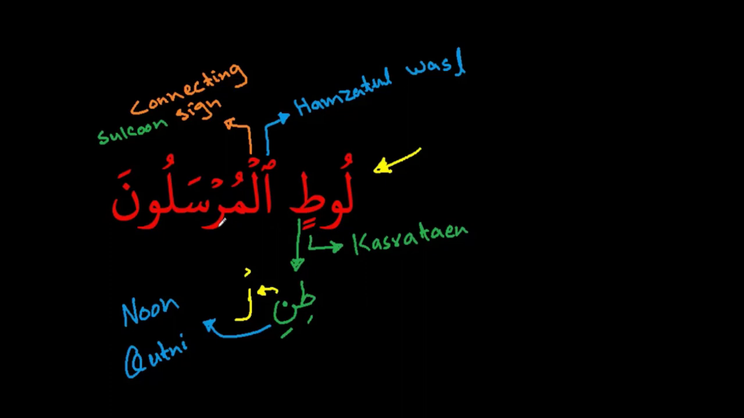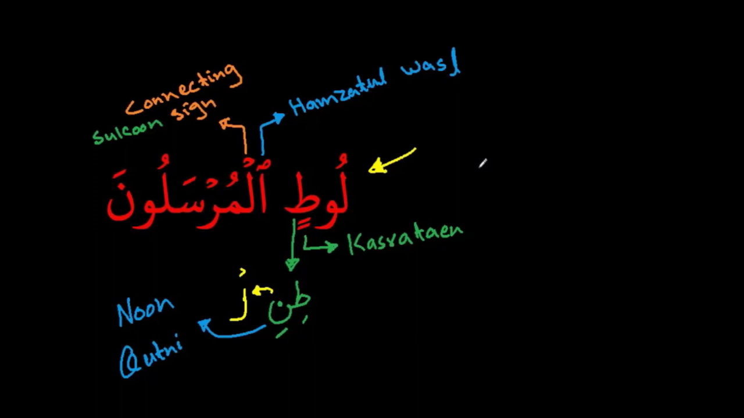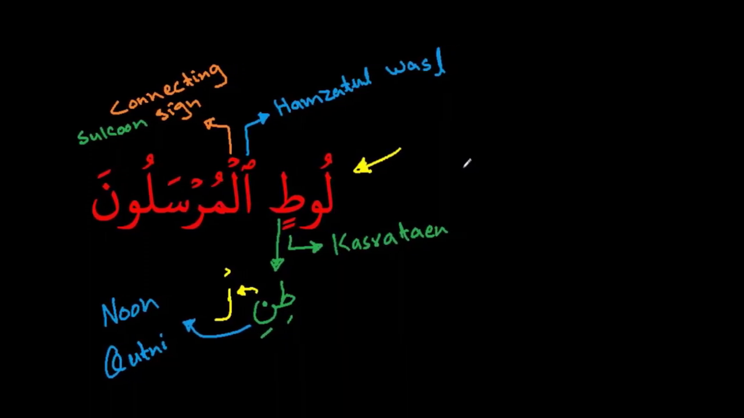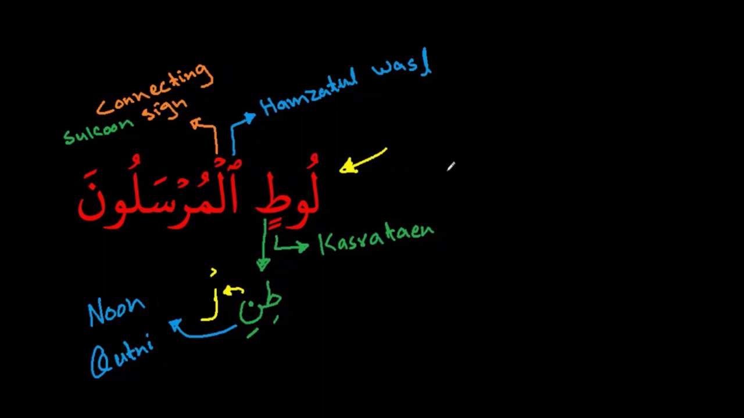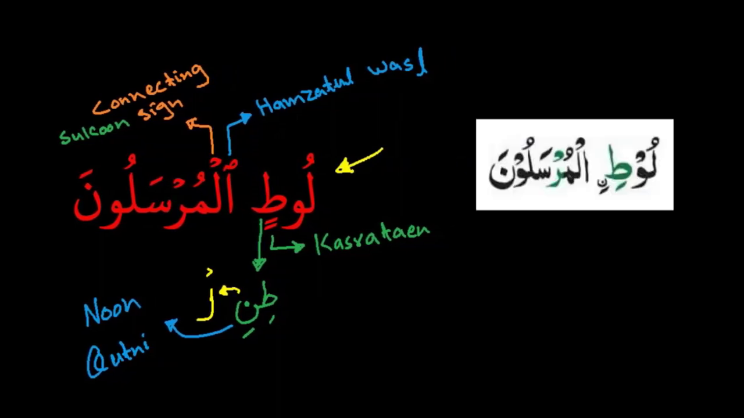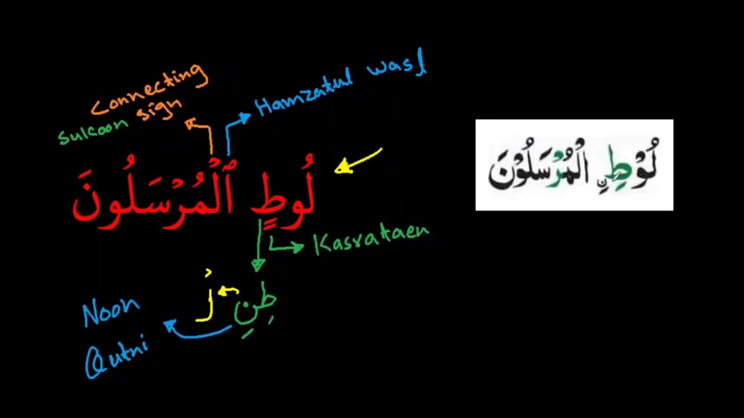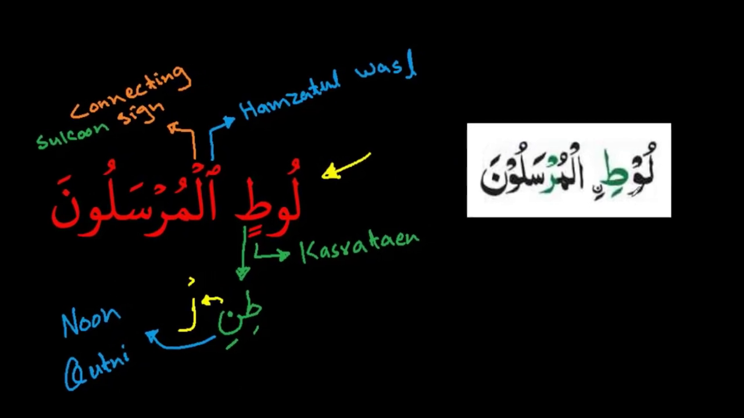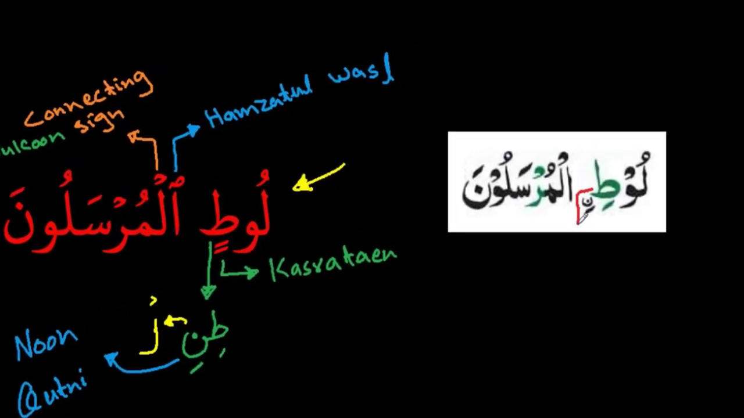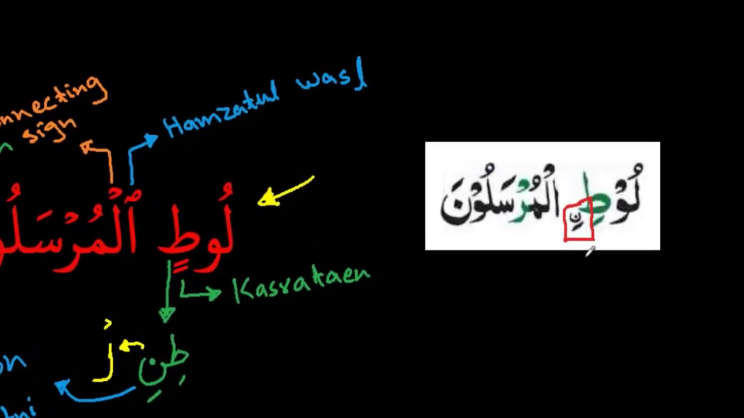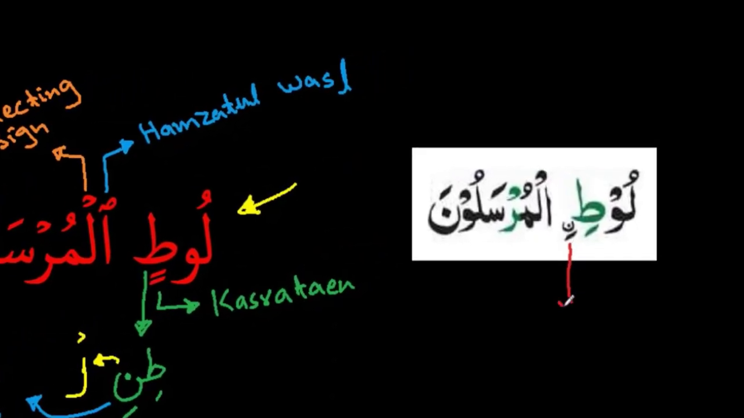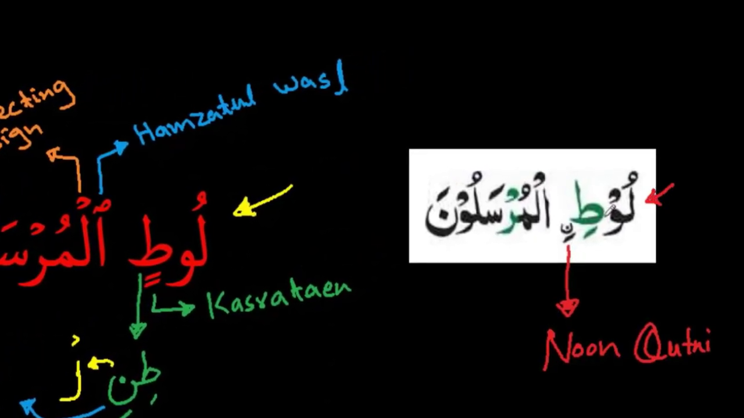Lu tinil mursaluna. And also if you check this example in the Indo-Pak Holy Quran script, you will see that the small noon is also written there. Let me show you the example. The same example I have copied, and look at that here. This is Luti, and then the small noon is written with kasra, and that noon is Noon Qutni. So in this way it's easy to pronounce Lutinil mursaluna. I hope you got it.